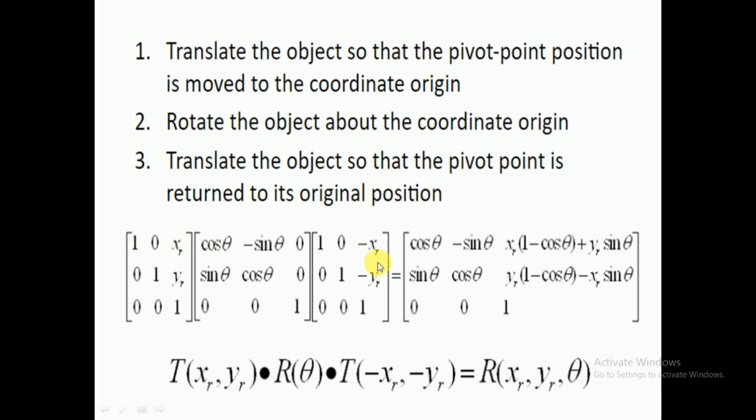That's why, first, what operation have you done? First you have done the inverse translation. You write it at the right-hand side: inverse translation you have done. Then afterwards you rotated.